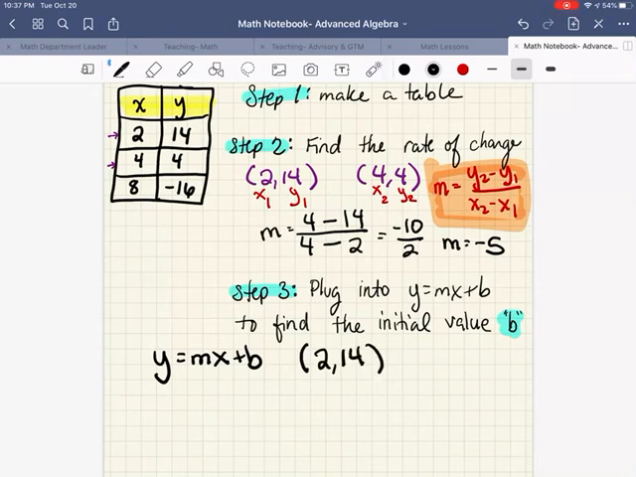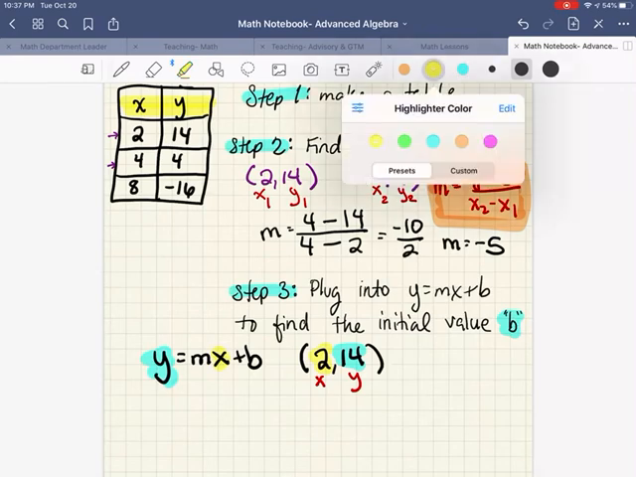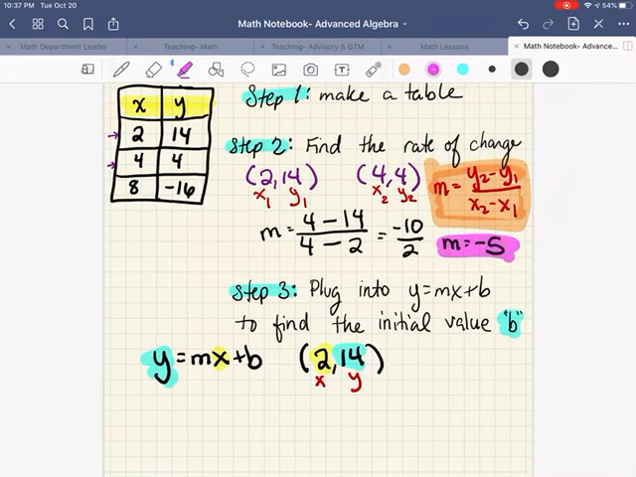Take your favorite coordinate from the table and keep those labels x and y. Now we're going to plug in. So we know when the input is 2, the output is going to be 14, right? Great. So 2 is my input and my output is 14. The 14 is the y, the 2 is the x. I also found that my m was negative 5. So I know all of those parts right now. I recommend you color code it the way I just did. So draw the arrow that I'm drawing, and the m is going to go in right here.